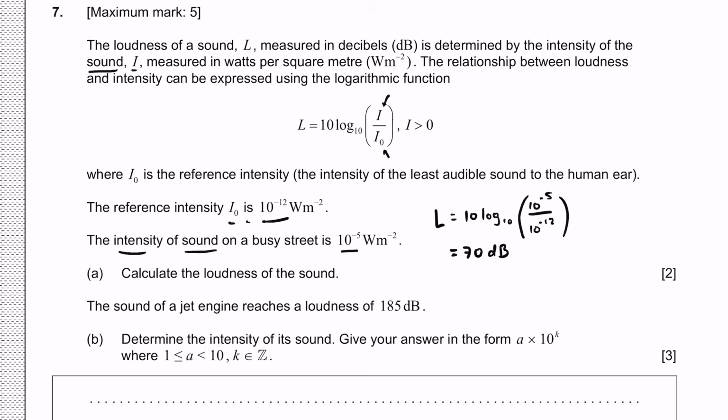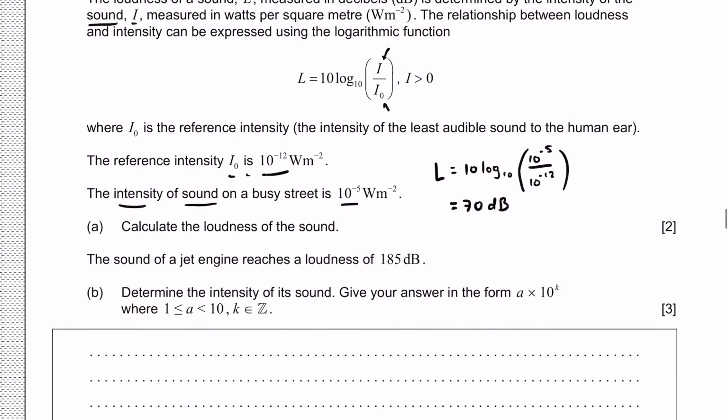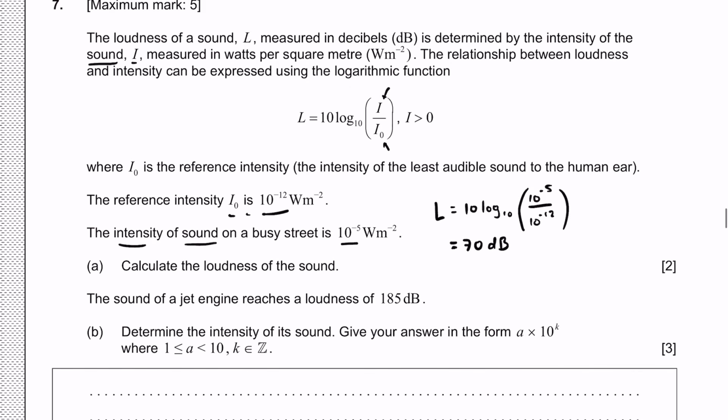Okay, let's go on. The sound of a jet engine reaches a loudness of 185 decibels. Determine the intensity of its sound. Give your answer in the form of A times 10 to the k, where A is greater than or equal to 1, less than or equal to 10, and k is an element of the integers. That means positive, negative, whole numbers. No decimals, no fractions. Okay, so in this case, remember a lot of logarithm questions are just input-output questions.